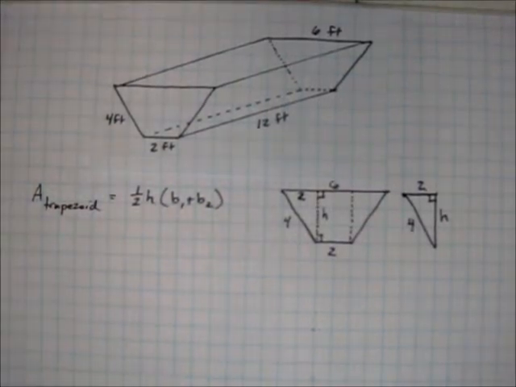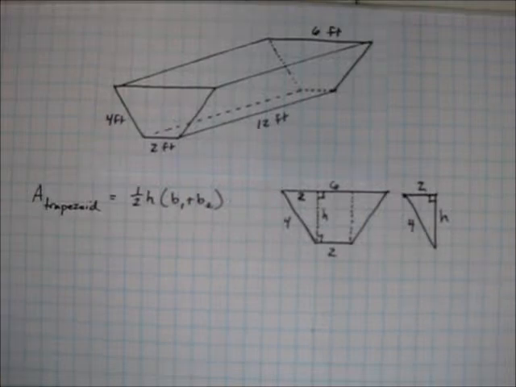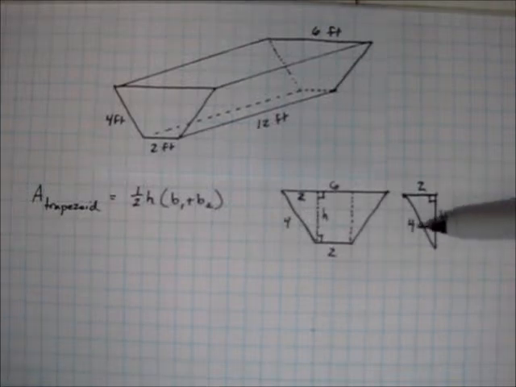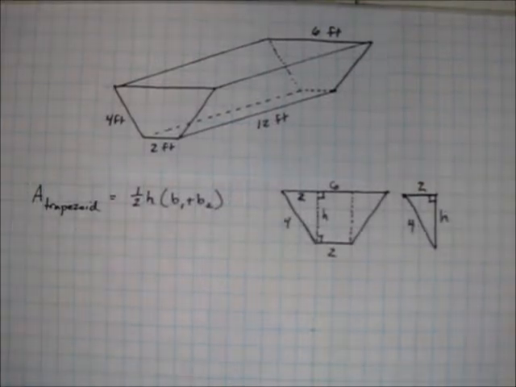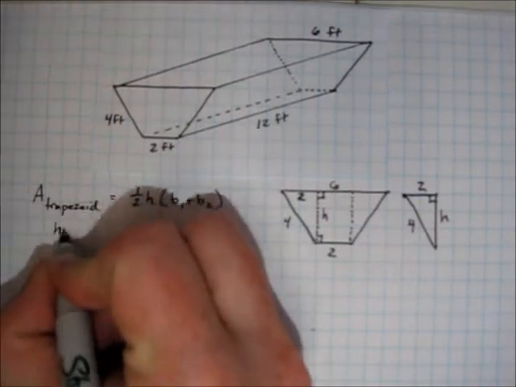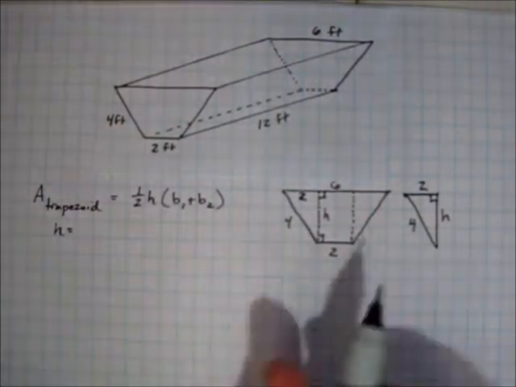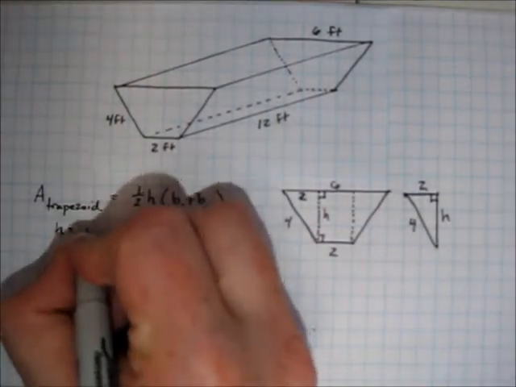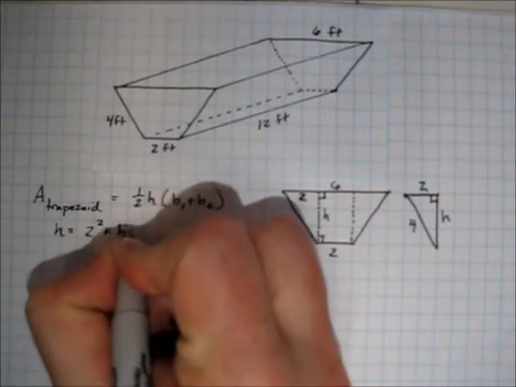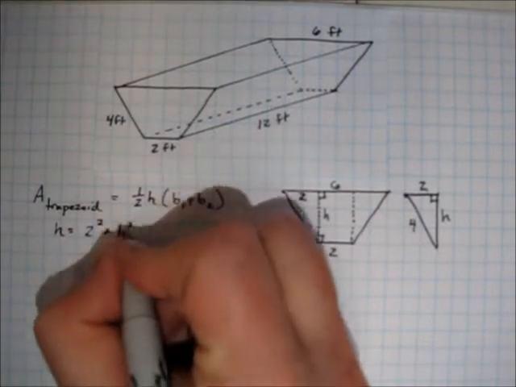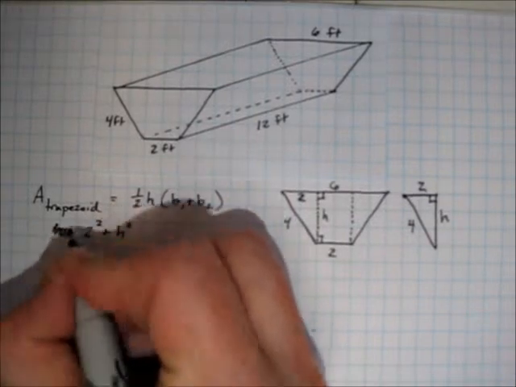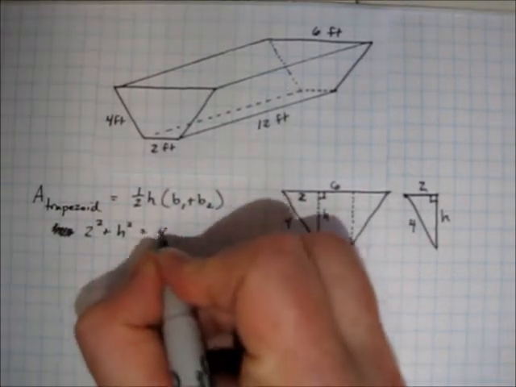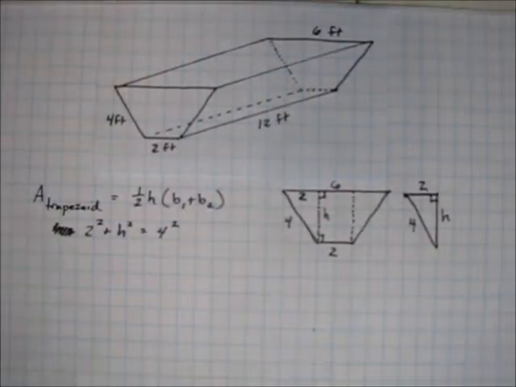So the Pythagorean Theorem gives us a relationship between the lengths of the sides of a right triangle. I know that the sum of the two squared legs has to equal the square of the hypotenuse. So I can take a time out for my area calculation to figure the height here: 2 squared plus h squared is equal to 4 squared.